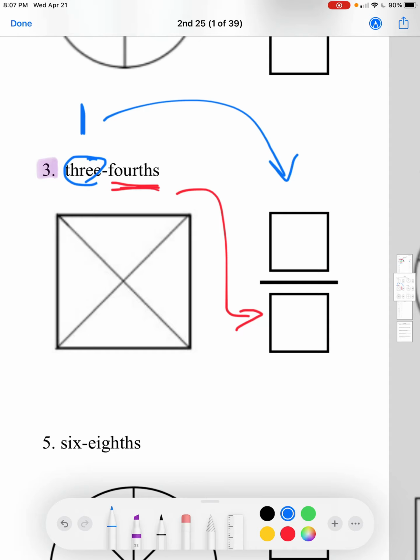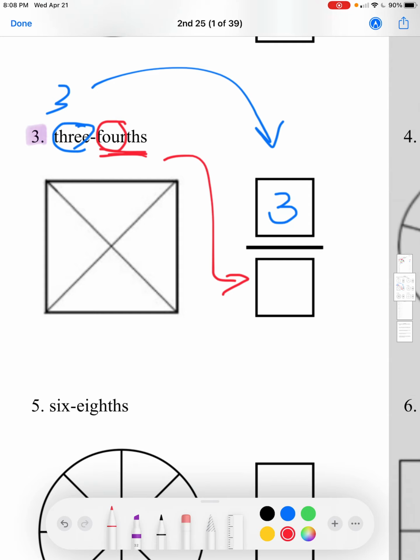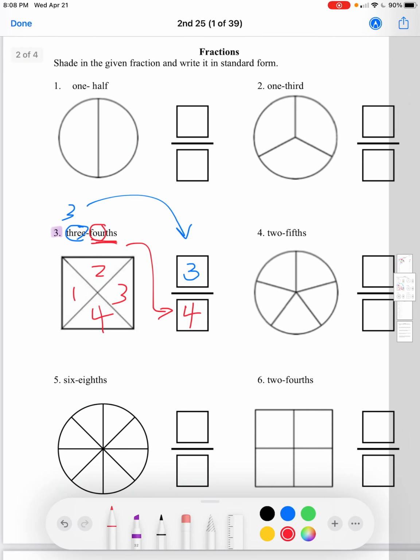So that means we're going to put this at the top. Sorry, this is not a 1. The 3 is a 3. We're going to put that at the top. And if you look here, the word fourth, it's talking about 4 pieces. If you count here, we have 1, 2, 3, 4. So we know we're going to put the 4 at the bottom. So that's the fraction. We wrote out the fraction in standard form, and now we have to shade it.